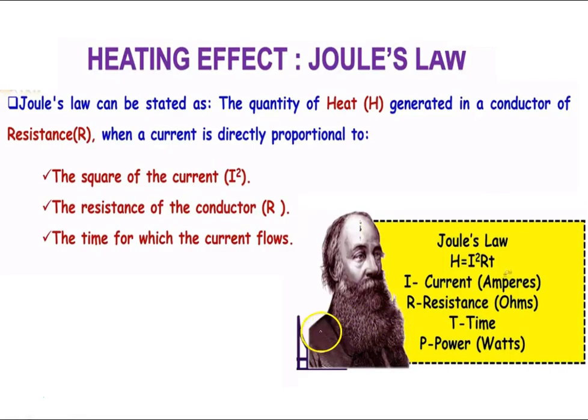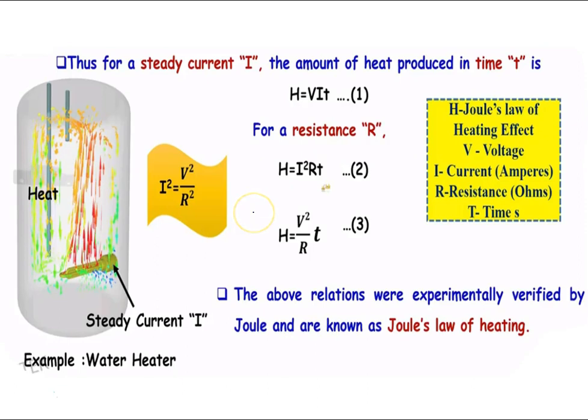If we ask you to write the statement of Joule's law, you will say the amount of heat produced in a conductor is directly proportional to the square of the current, the resistance of the conductor, and the time for which current is flowing in the conductor. And in different forms, H equal to VIT, as we discussed earlier, it can be written in this form, and in this form.